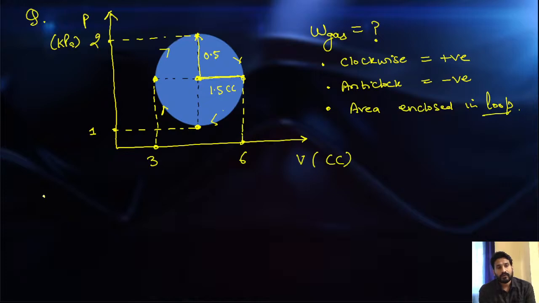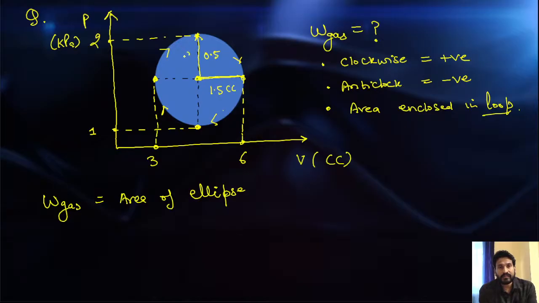Very simple. So work done by the gas is the area of the ellipse. So this is called side A, and this is called side B. What is the formula for the area of the ellipse? It is pi A into B. Pi A into B. Is it clear to you? If it is a circle, then we apply the formula for the area of the circle. So it is pi.